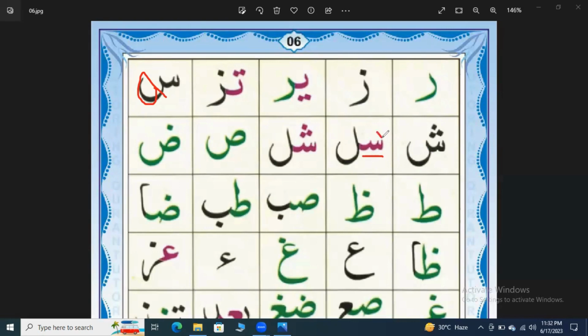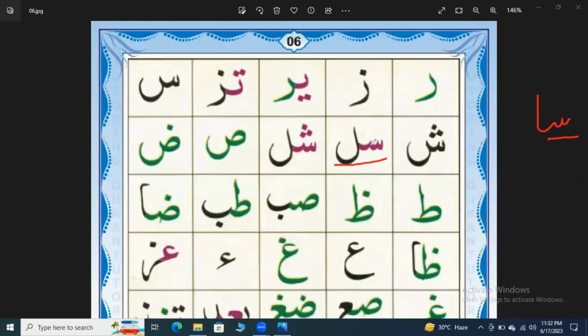So this one is seen. This one is seen, the pink one. And this one is lam. This is not alif. This is lam. If I write seen and alif here, seen and alif will be written like this. This one is seen and this one is alif. It is just a straight line.